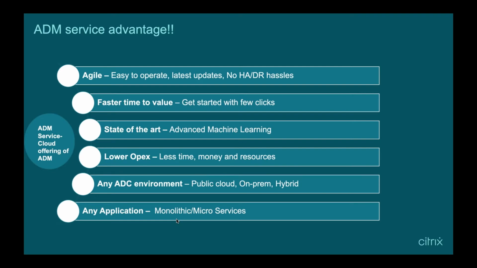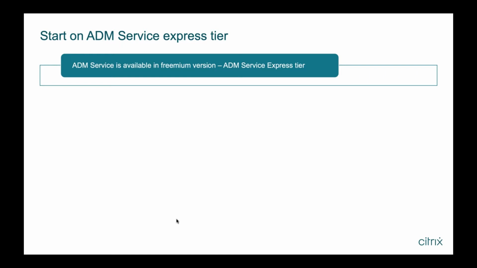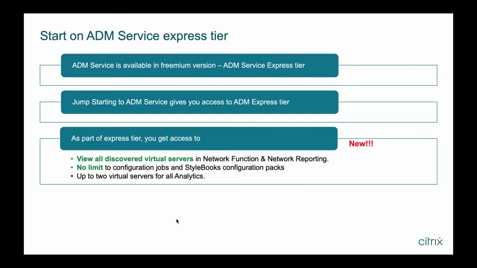Now, as I have talked about the advantages, let's see what are the different flavors of license which we have. To start with, ADM comes by default with a freemium version of license which we call the Express tier. With the Express tier, what all do you get? Previously, we had a limitation to only experience a couple of network functions and network reporting for a couple of virtual servers.